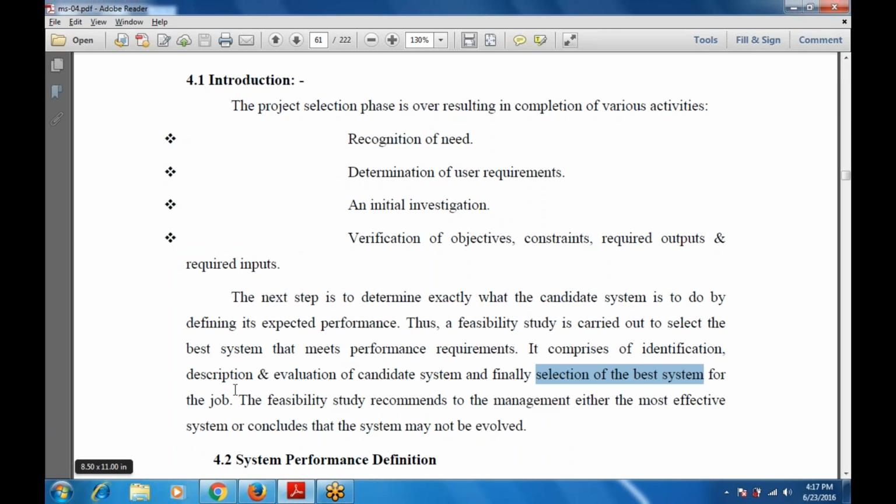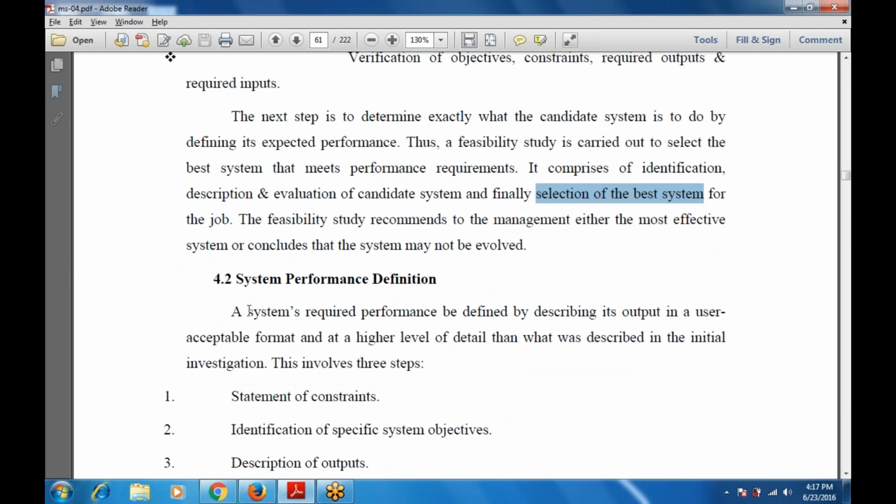The next one is 4.2, system performance definition. That is, what is the meaning of the system performance? Why are we using the system performance? A system's required performance is to be defined by describing its output in a user acceptable format.